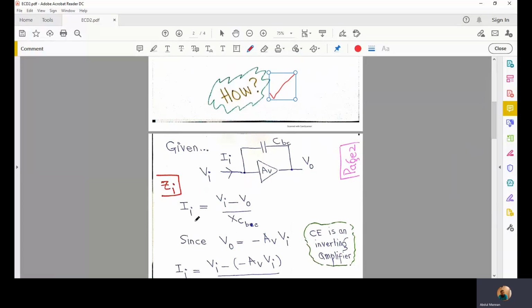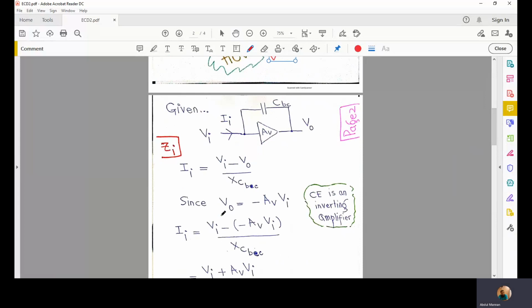Let's see what the input current II is. If II is flowing from VI to VO, so this is one node, this is the other node, the input node and the output node. And if we assume current to be flowing from input to output, this means VI is larger. So we can write a Kirchhoff's current law equation for this node. That is, II is VI minus V out, the net voltage drop across this capacitive reactance, divided by its reactance, XCBC. So this is very simple circuit analysis.